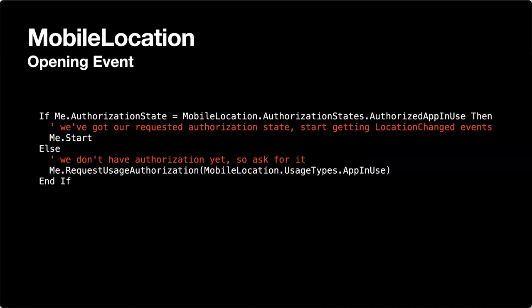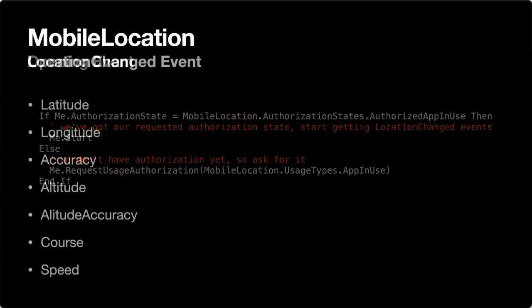Now, if the authorization state is not AuthorizedAppInUse, that means you don't have authorization. You need to request it. And in that case, you call Me.RequestUsageAuthorization and pass it the AppInUse authorization type. This is going to ask the user as well if they want to authorize the app to know where they are. So keep that in mind. The user could deny you permission.